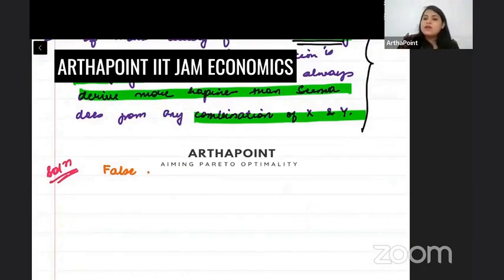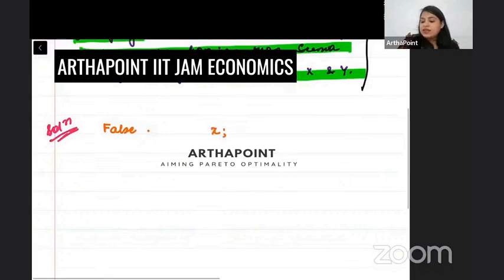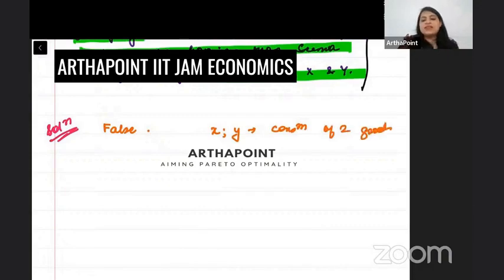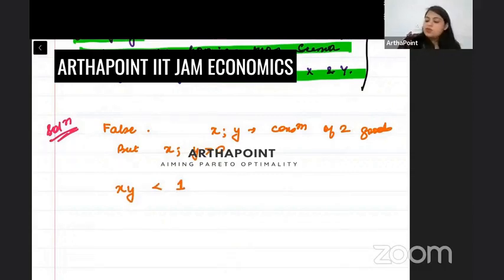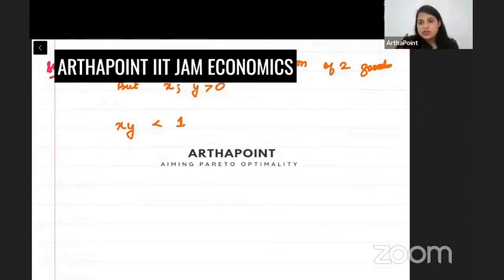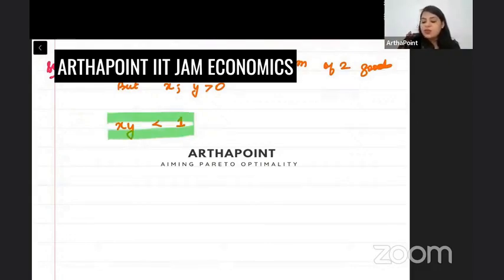Why? Because we know that x and y represent consumption of the two goods. Right? All that we know is that x and y should be positive. But imagine a scenario where x into y is less than 1. Suppose x and y are still positive. x represents the consumption of good x. y represents the consumption of good y. Now x into y is less than 1. So imagine a case where, beta, x into y, let's say, is 0.5.